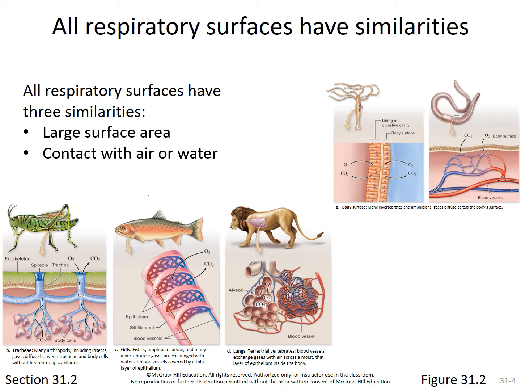The second thing is that there's got to be some sort of contact with air or water because this is actually where the gases come from. So either you're trying to get atmospheric gas into the bloodstream, or you're trying to get dissolved gas within water into the bloodstream. So you're trying to either pick up oxygen that's present in the atmosphere, or you're trying to pick up dissolved oxygen that's in the water. The third thing that all respiratory surfaces have in common is that they're all moist. Whether you're talking about marine or freshwater or terrestrial animals, the respiratory surfaces do have to be kept moist.